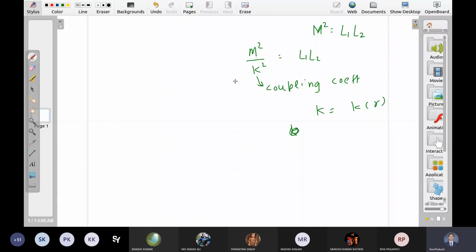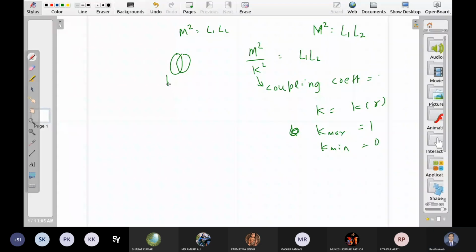So what is the upper limit of k? Let us say coupling coefficient is maximum, then what is the maximum value of k? 1. 1 and 0 are the maximum and minimum values. And when can we have maximum coupling? Let us say we have two coils just next to each other, loop 1, loop 2. Maximum coupling means whatever flux is generated by loop 1, all the flux is passing through loop 2.